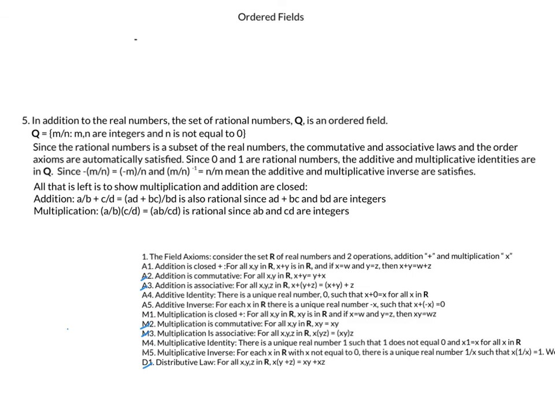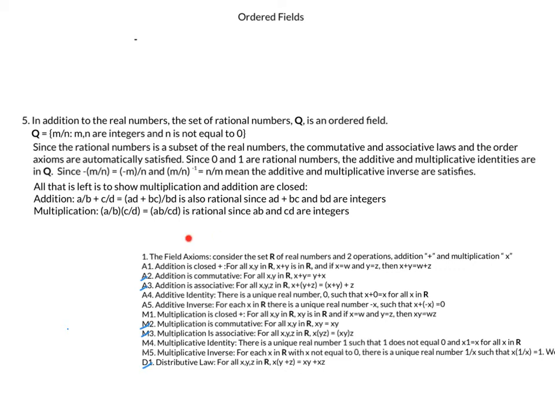Our next topic is to show that the rational numbers is also an ordered field. And just to remind you, the set of rational numbers are the numbers that can be expressed as m divided by n, where m and n are integers and n is not equal to 0. Since the rational numbers are a subset of real numbers, the commutative, associative, and also the distributive laws and the order axioms are automatically satisfied.